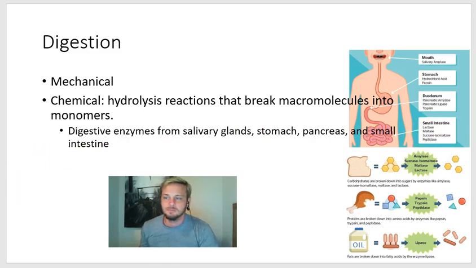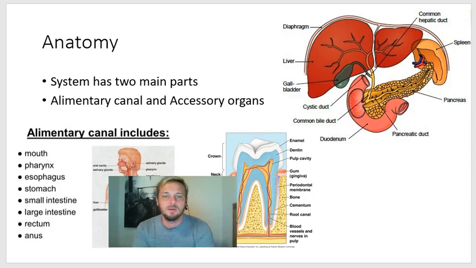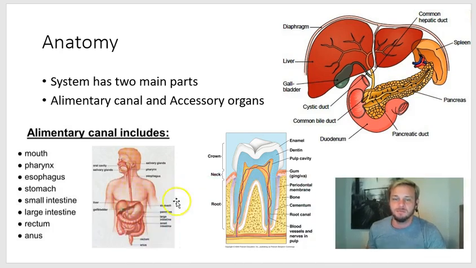So of your digestive system, you basically have two parts. You're going to have the alimentary canal, so that tube that goes from mouth to anus, and you're going to have accessory organs like your teeth and other glands that support digestion, like liver and the pancreas.